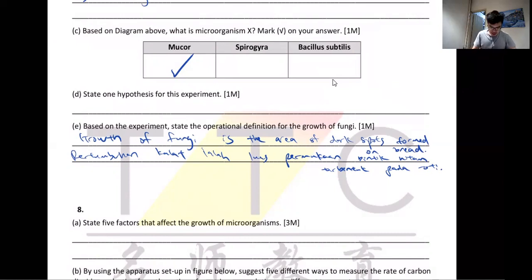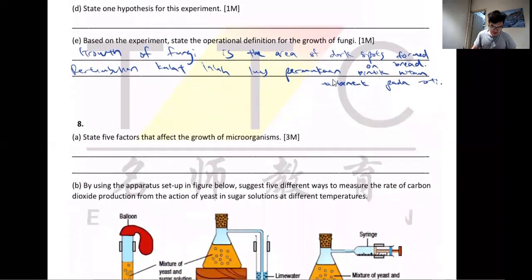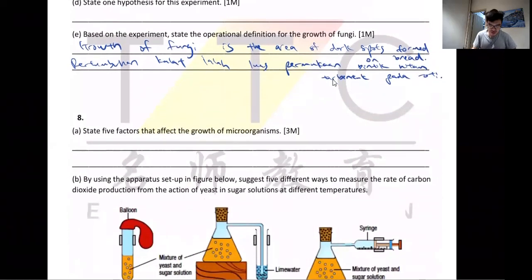All right, so next, let's look at number 8. State 5 factors that affect the growth of microorganisms. As you know, humidity, kelembapan. You write yourself, I'm just lazy. You have your light, you have your nutrient, you have temperature, and you have pH. 5 factors. It's too straightforward. Your exam is not going to just ask you to list all the factors. I'm not going to do that because it's too straightforward.